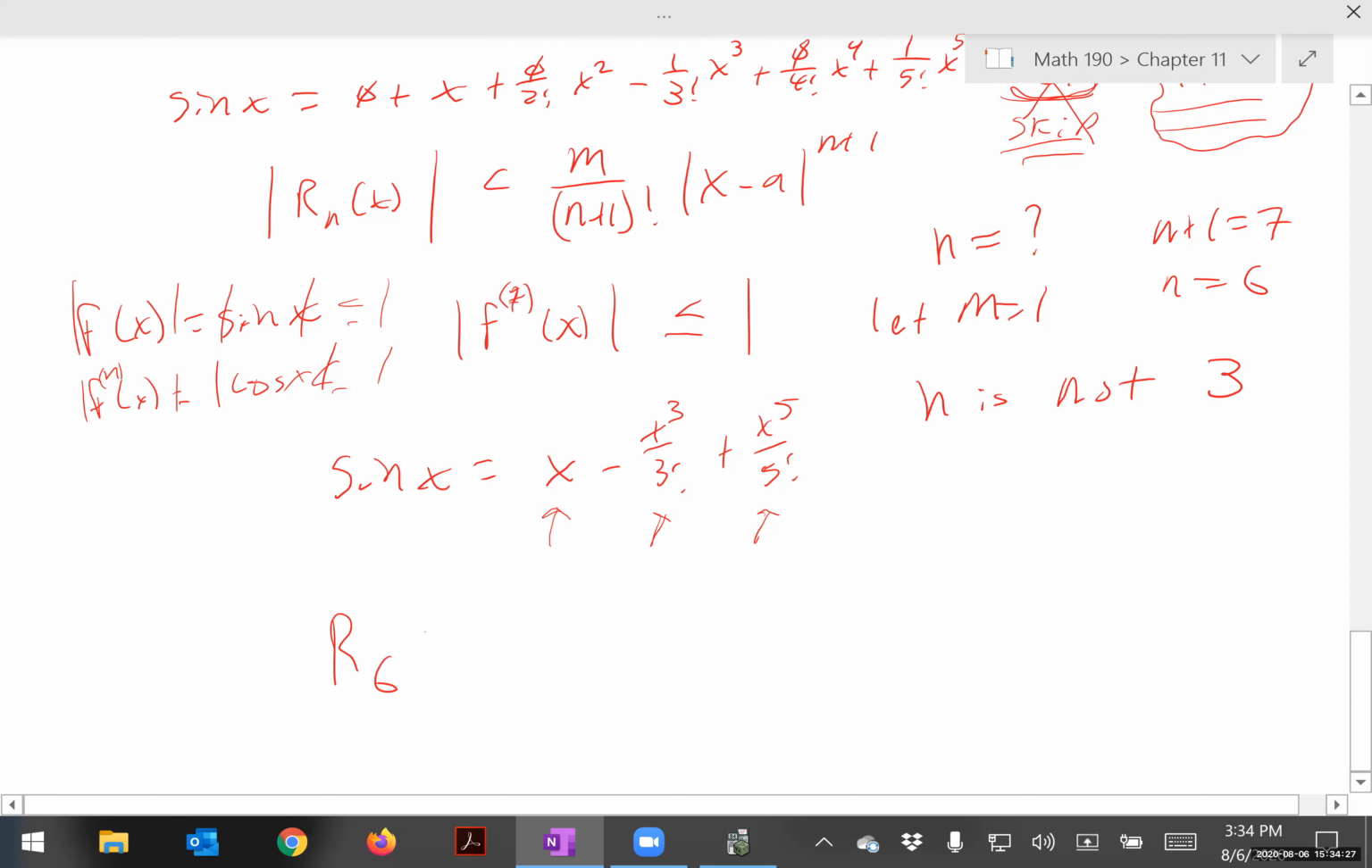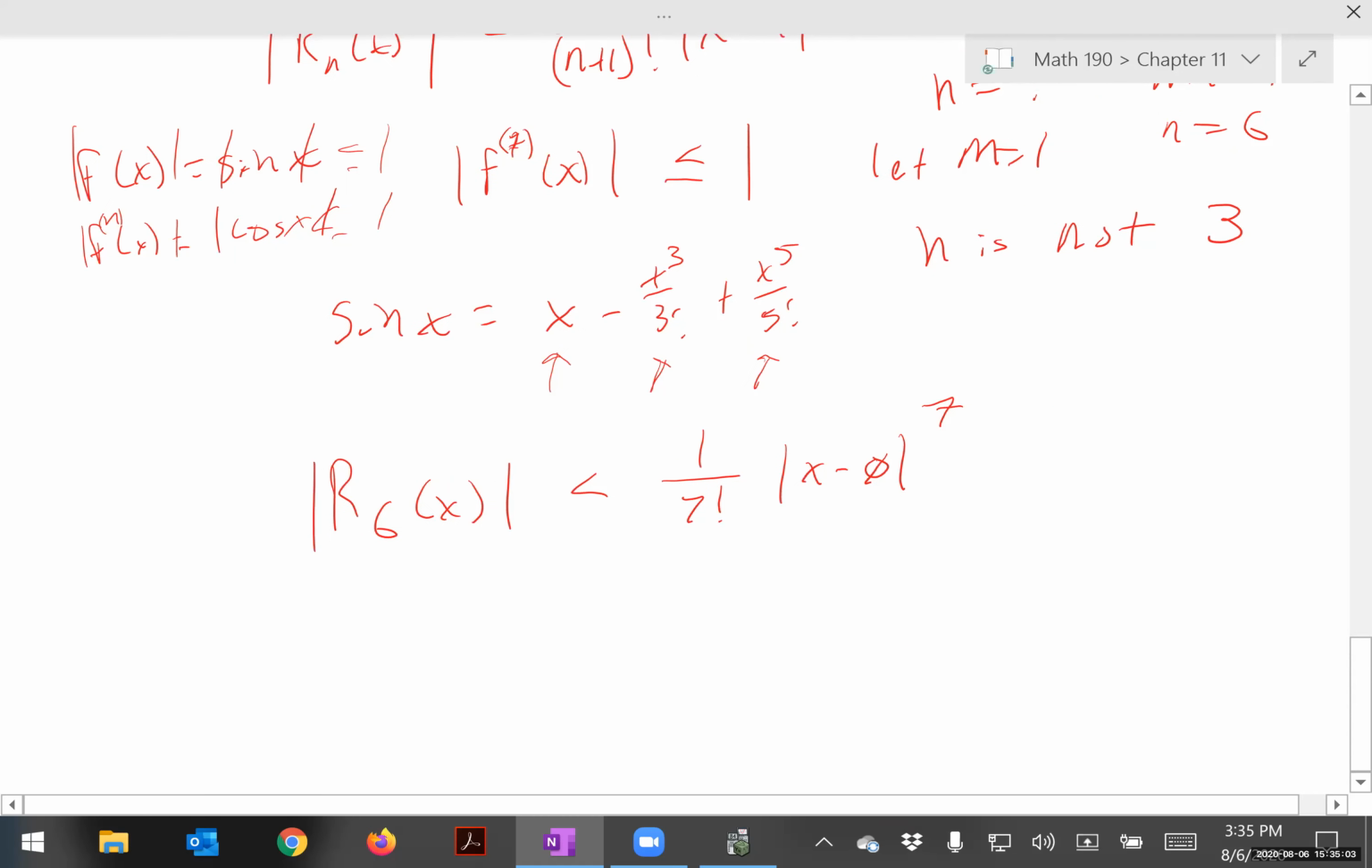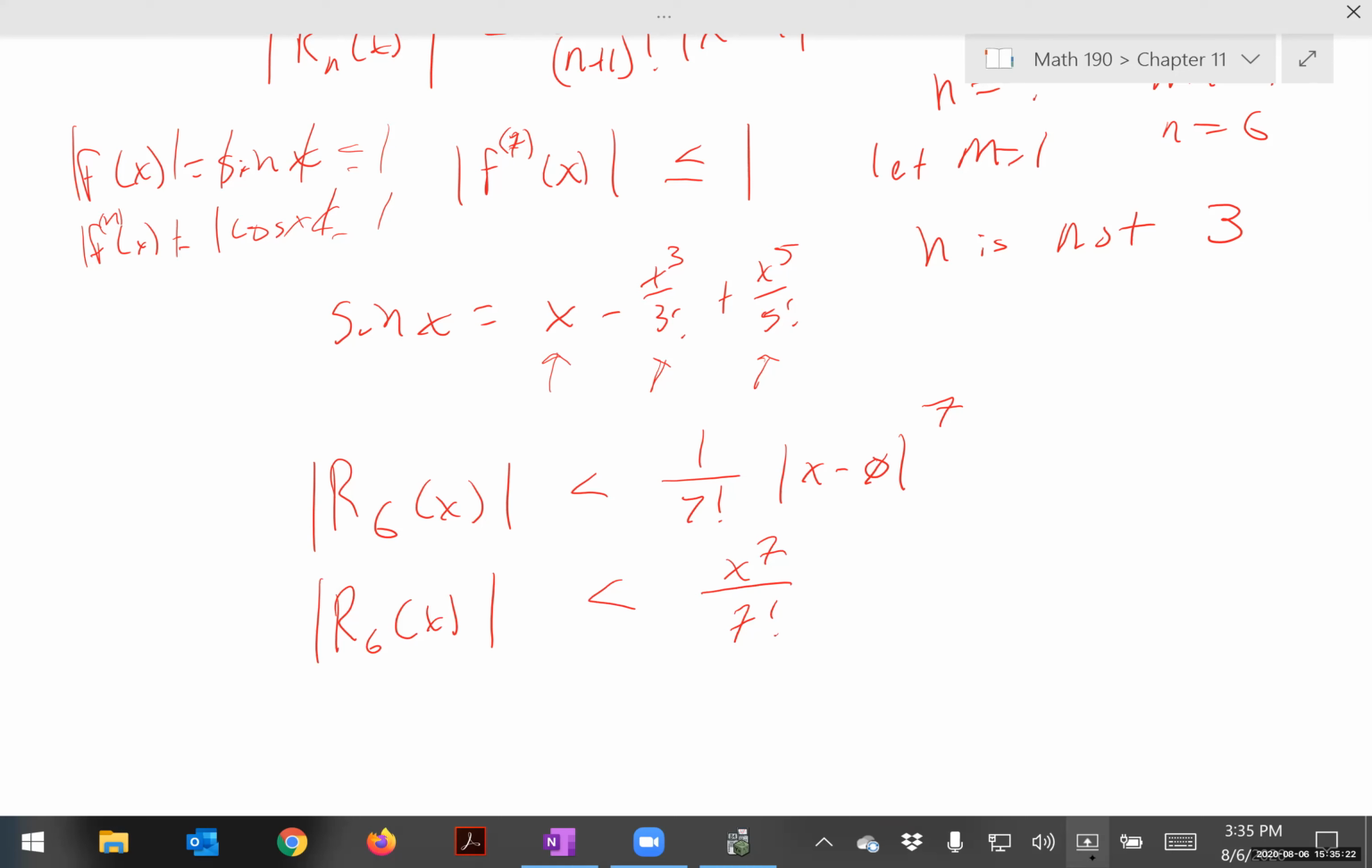So R sub 6 of x is less than 1 over 7 factorial times x minus a, in this case a is 0, to the 7th power. So we know that the absolute value of R sub 6 of x is less than x to the 7th over 7 factorial. But what do we know about, and I'll put an absolute value here, if the computer will let me.